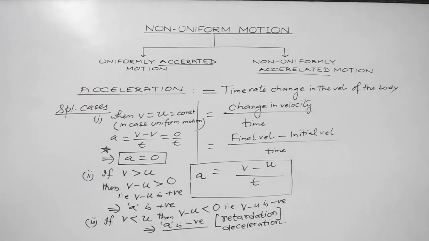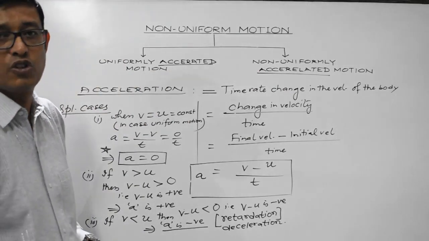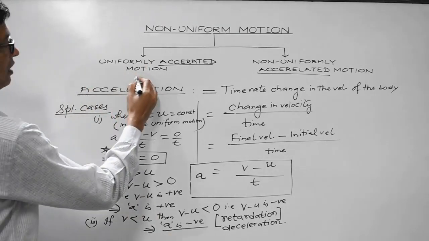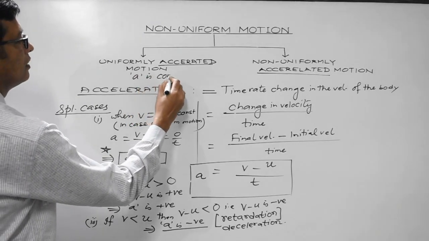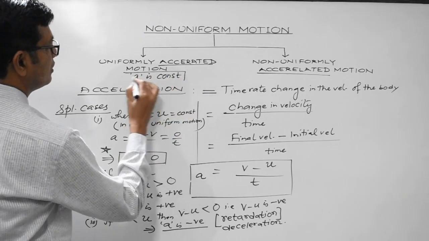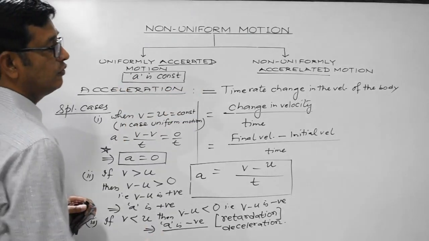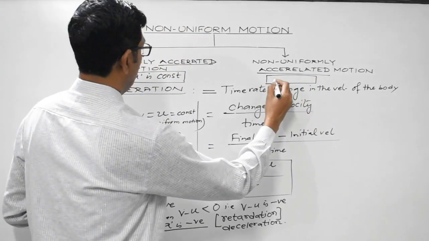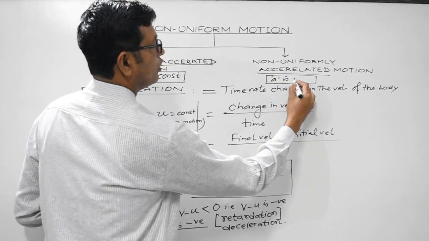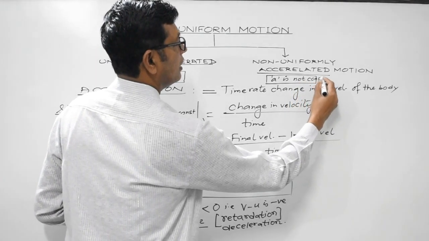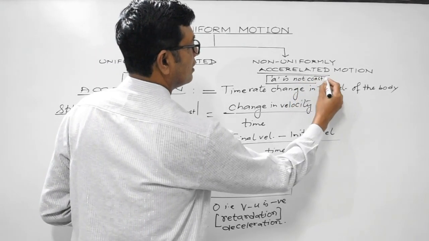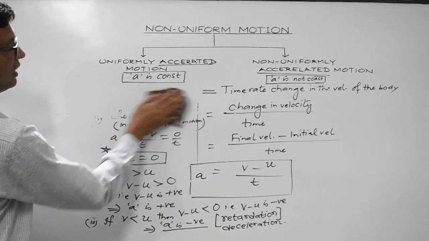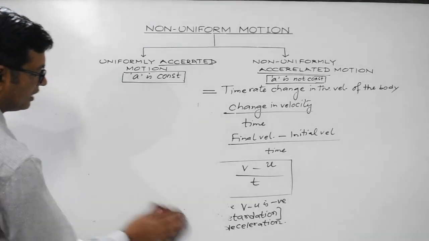Now we can come to these particular topics. Uniformly accelerated motion and then non-uniformly accelerated motion. In the case of uniformly accelerated motion, A is constant. Acceleration is constant. While in the case of non-uniformly accelerated motion, A is not constant. It varies. This is the basic difference between uniformly accelerated motion and non-uniformly accelerated motion.